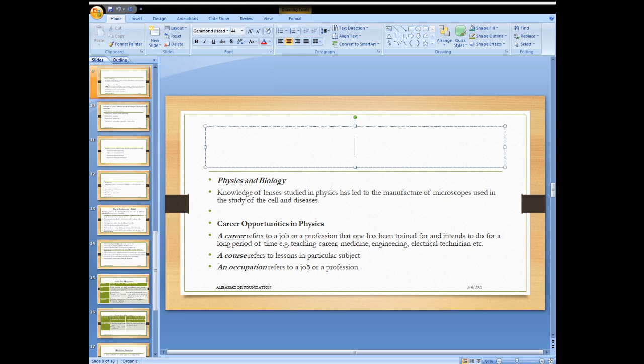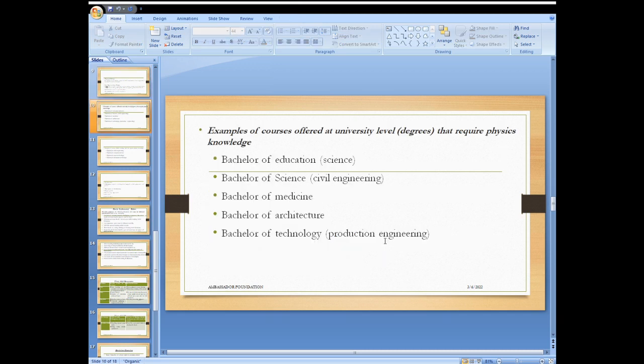So there are terms that I want us to define here. That is career opportunities in physics. We don't study physics in vain. So we have the words career, course and occupation. A career refers to a job or a profession that one has been trained for and intends to do for a long period of time, e.g. teaching, medicine, engineering, electrical technician, and many others. A course refers to lessons in a particular subject. An occupation refers to a job or a profession. Yes, so that is it.